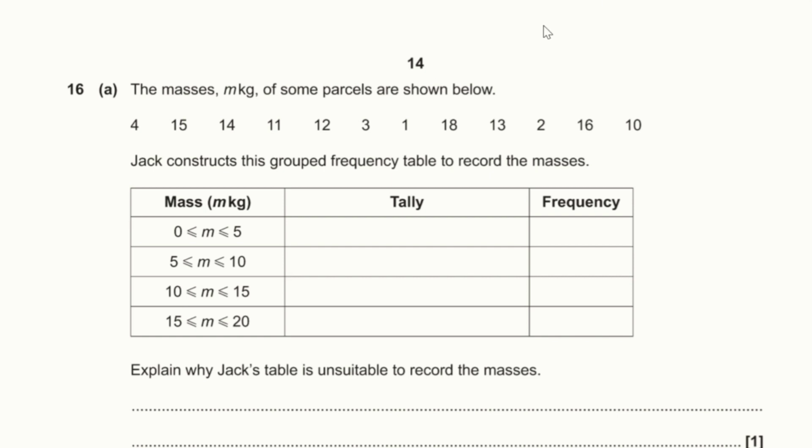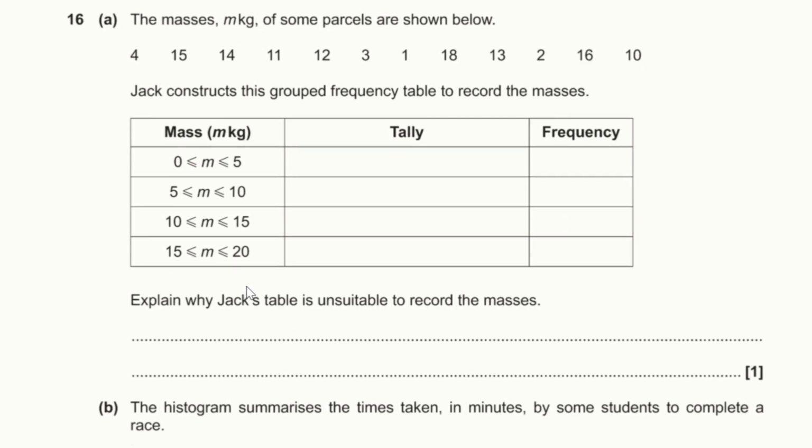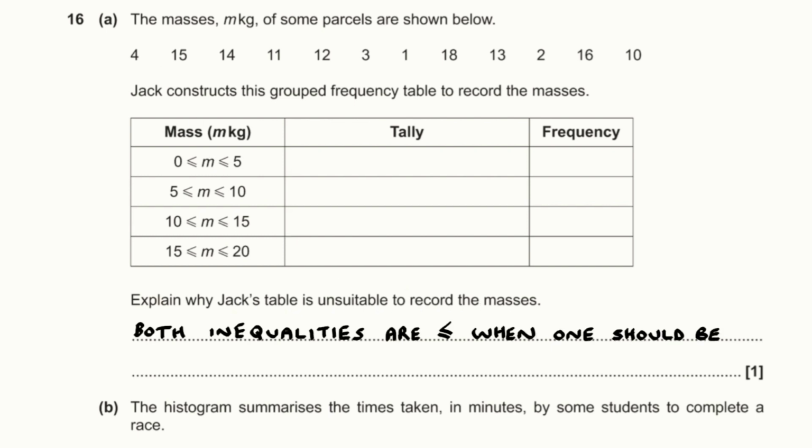Question number 16. The masses m kilograms of some parcels are shown below. Jack constructs this group frequency table to record the masses. That's what we see here. And we have to explain why Jack's table is unsuitable to record the masses. Well, what you see here is both inequalities are less than or equal to when one should be.